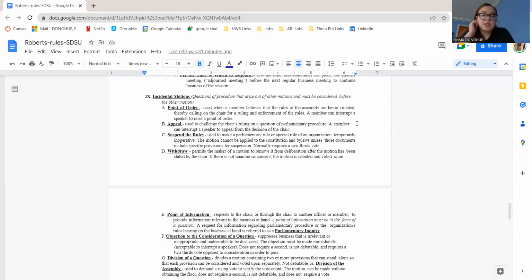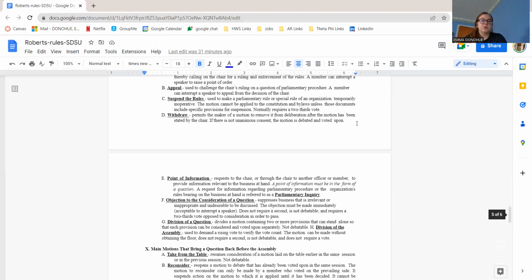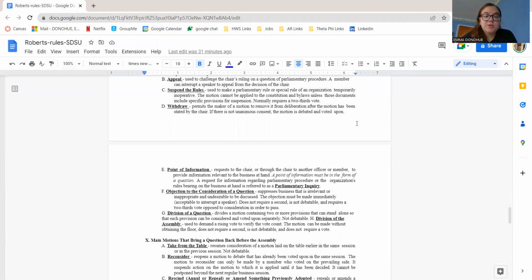There's suspend the rules, which is used to make a parliamentary rule or special rule of an organization temporarily inoperative. The motion cannot be applied to the constitution and bylaws unless those documents include specific provisions for suspension. It normally requires a 2/3 vote. And then we go into the withdraw, which permits the maker of a motion to remove it from deliberation after the motion has been stated by the chair. If there is not unanimous consent, the motion is debated and voted upon.